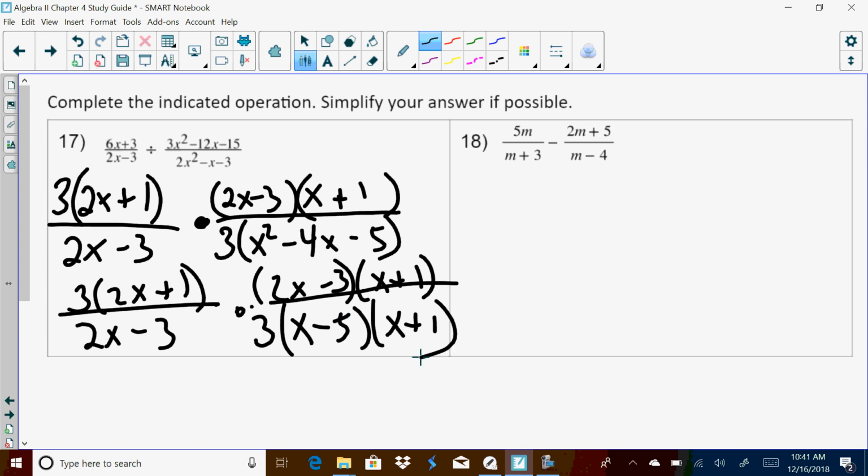So now that I factored everything, I cross things out if I can. I can get rid of this 2x minus 3. I can get rid of the 3's. I can get rid of the x plus 1's. So my final answer is 2x plus 1 over x minus 5.